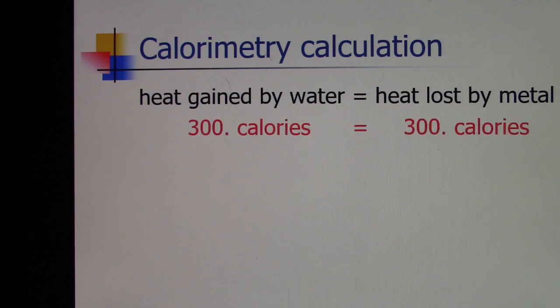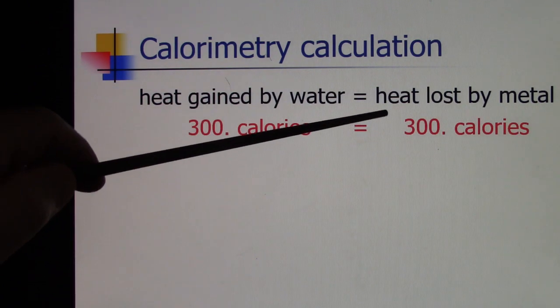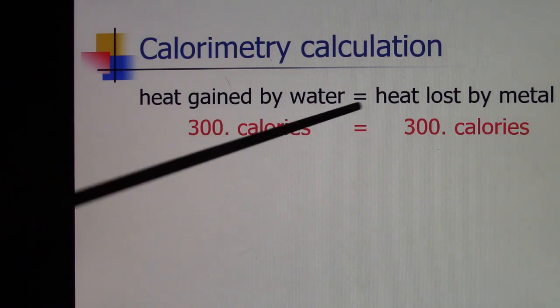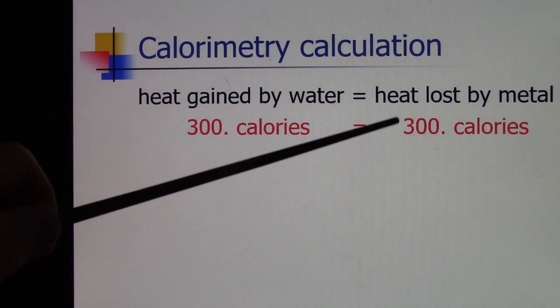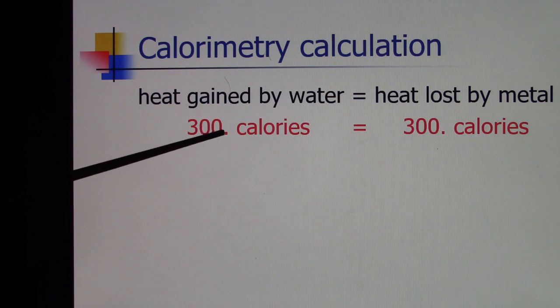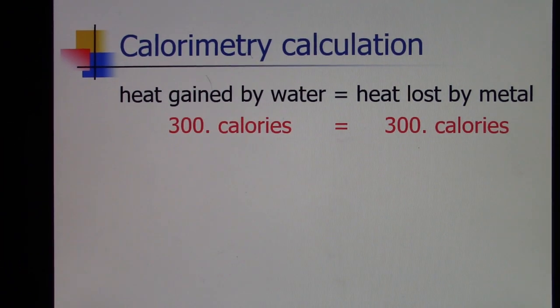So heat gained by the water equals heat lost by the metal. So 300 calories equals 300 calories. From our calculation, the heat gained by the water is 300 calories, and the heat lost by the metal is 300. So the amount of calories is equal due to the law of conservation of energy. Remember, energy is neither created nor destroyed; it's only transformed.